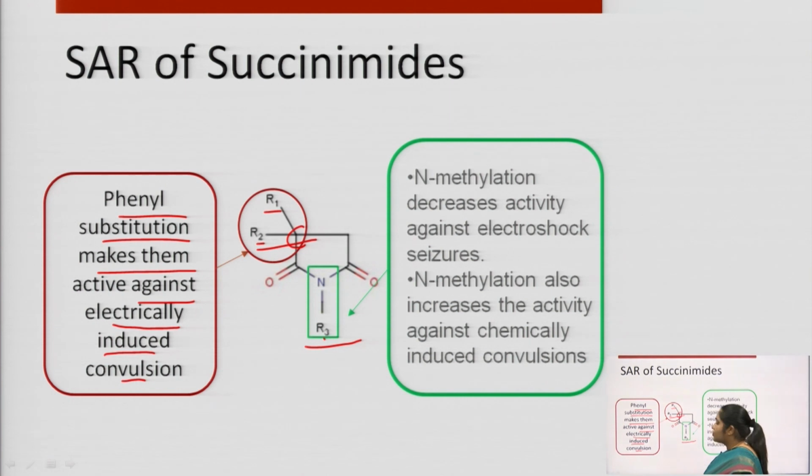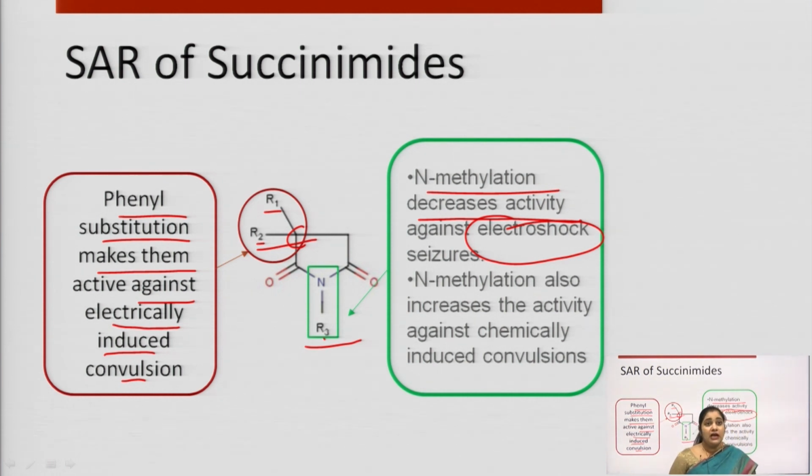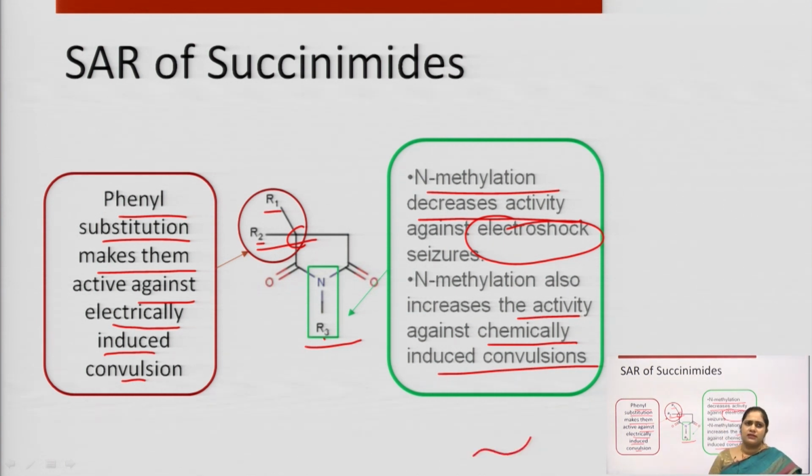And the next part is the substitution at this nitrogen. N-methylation decreases the activity against electroshock, that is, against electrically induced convulsions. But this N-methylation also increases the activity against chemically induced convulsions, as we have already discussed. In the case of chemically induced convulsions, the effect of some chemicals can increase the electrical signaling of neurons and produce epilepsy. So, against chemically induced convulsions, we should do N-methylation.